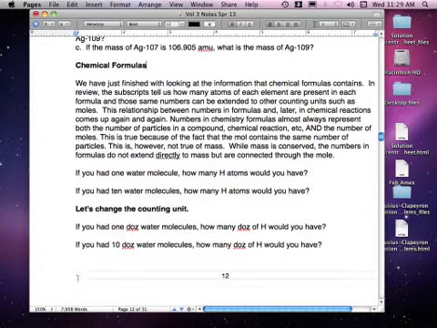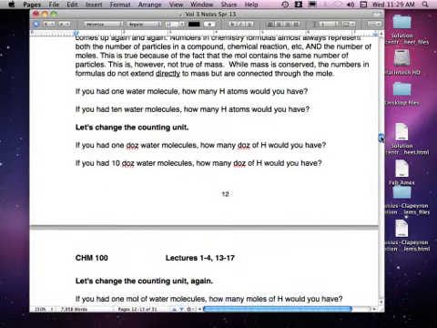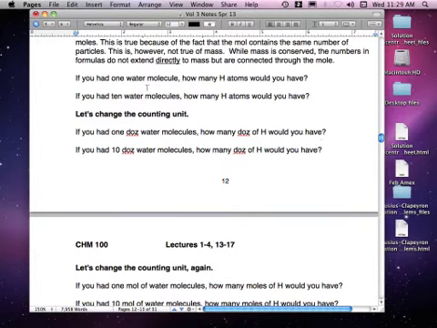So we're going to go through this thinking here. If you had one water molecule, how many hydrogens would you have? 2, right? If you had 10 water molecules, how many hydrogens would you have? 20. So you're in your head, because, and I used water because it's such a familiar molecule, there are 2 hydrogens per water molecule. So you had no trouble with those 2 questions.